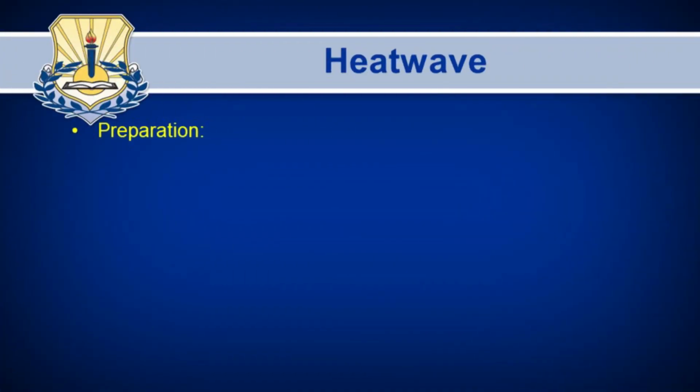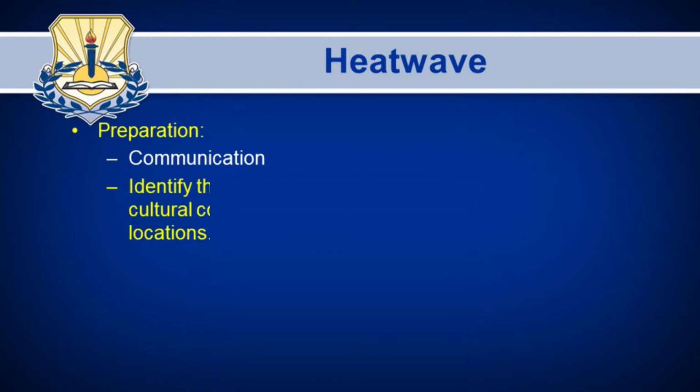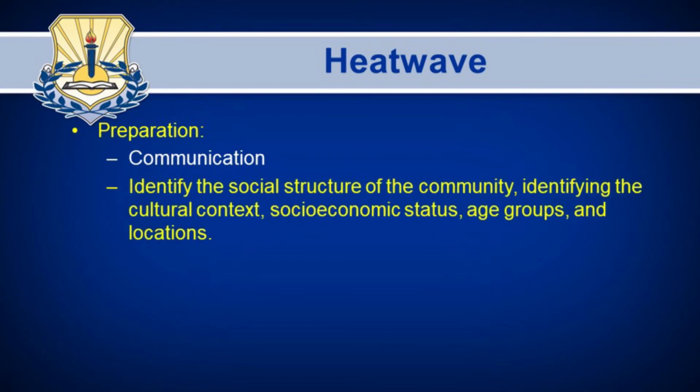And finally, looking at the heat wave, we can only prepare. We only can do what we can do with the resources that we have provided with one another. And communication is key. Communication, as we all know, in exercises as well as dealing with our disasters, is going to be the first thing that fails. So working alongside one another initially in dealing with communication and having a backup to the backup will be a very key component. Identifying some of the social structure of the community, meaning the cultural context of the community, the socioeconomic status, the age groups, and locations.